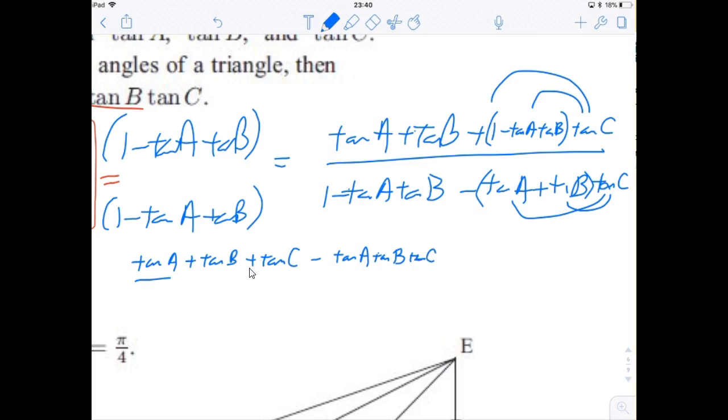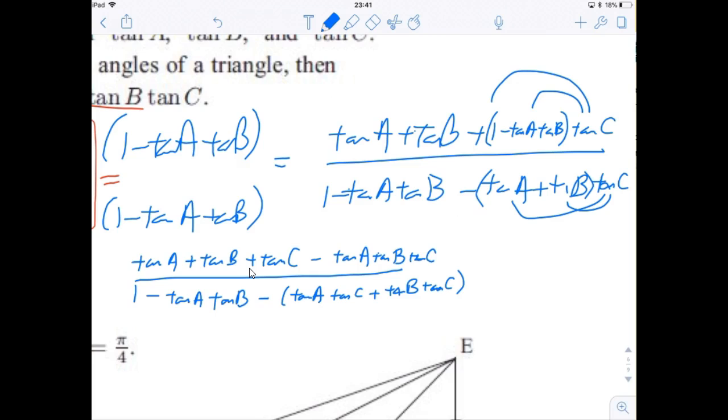Okay, that's the numerator. The denominator is going to be 1 minus the tangent of A times the tangent of B minus, and now I'm going to have tangent of A times the tangent of C plus the tangent of B times the tangent of C. Okay.